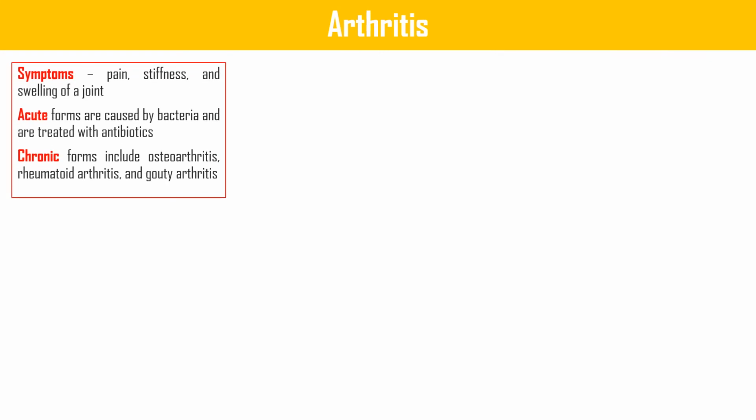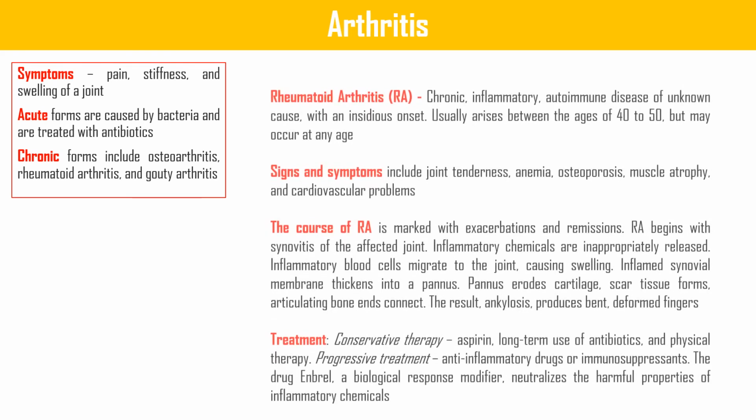Arthritis. Symptoms of arthritis include pain, stiffness, and swelling of joint. Two types of arthritis, acute or chronic. Acute forms are caused by bacteria and are treated with antibiotics. Chronic forms include osteoarthritis, rheumatoid arthritis, and gouty arthritis.